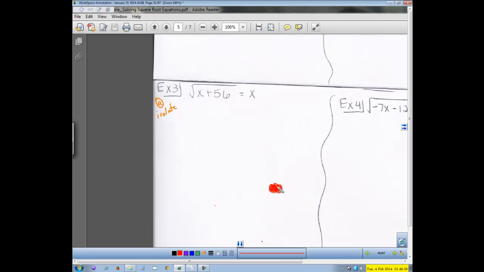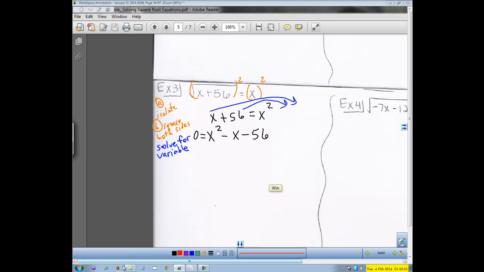Example 3. Isolate the radical. Our radical is already isolated, so we square both sides. Squaring both sides gives me x squared equals x plus 56. Solve for the variable. To do this, we bring everything to one side of the equation and set it equal to 0. I get 0 equals x squared minus x minus 56.